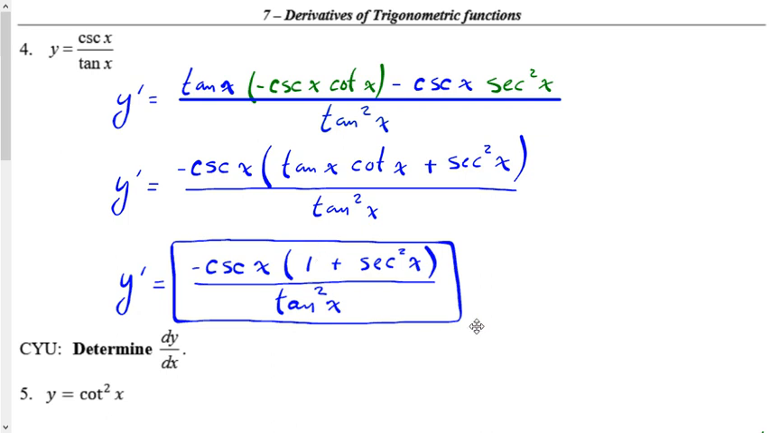Which actually brings up one of the challenges. Because there are so many identities that relate one trig function to another trig function, how do you know when you're done? Well, there are many different forms that answers could have. We will just look for obvious identities and replace where we can, and otherwise we'll just stop the simplifying process.